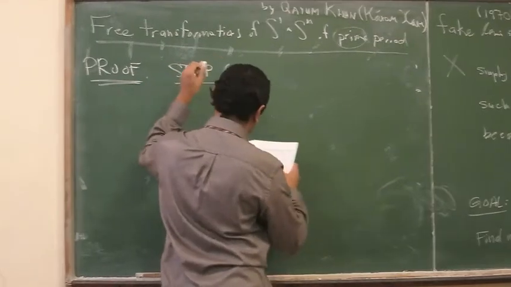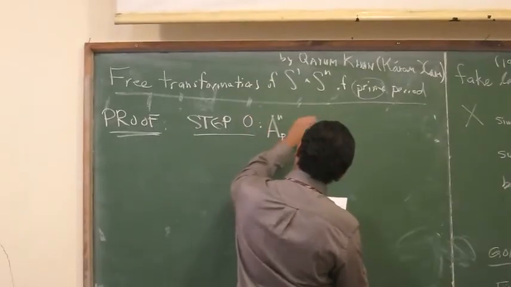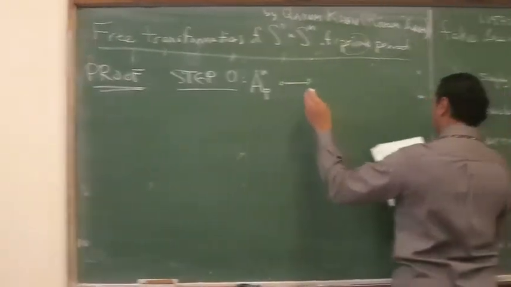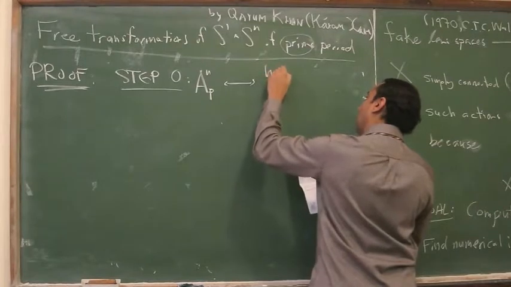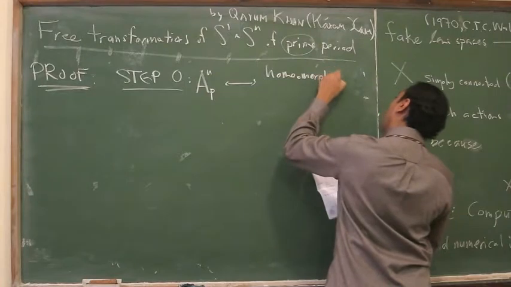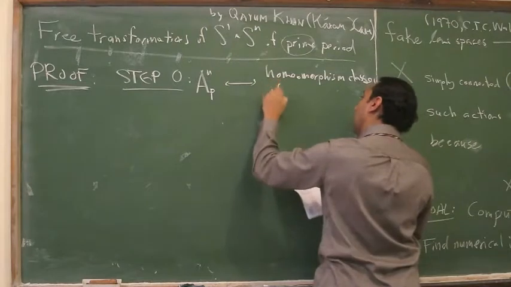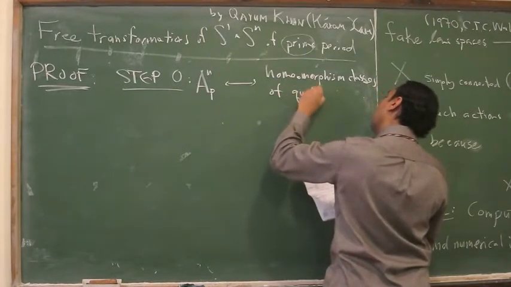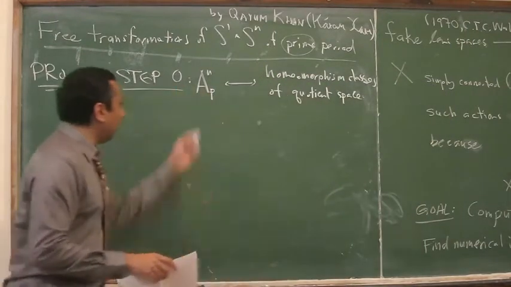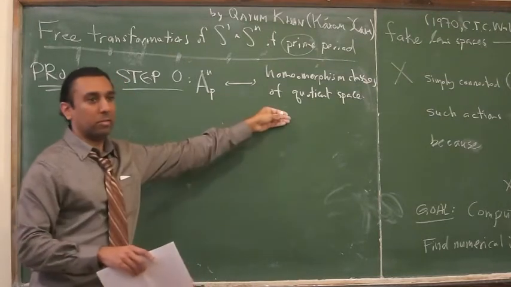So, step number 0 is that this set, it's still true, but it's harder to show. Okay, this set corresponds to homeomorphism classes of quotient space. So the map from this set to this set is just take the quotient.